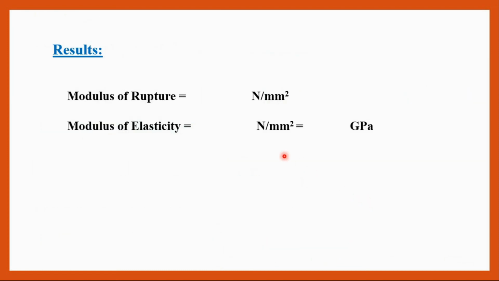Then the final result: modulus of rupture is 84.66 Newton per mm square, and modulus of elasticity E is 12.48 gigapascal. Usually for wood, modulus of elasticity varies from 6 gigapascal to 14.5 gigapascal. Our value is 12.48 gigapascal. This will be the end of the experiment. Thank you one and all.